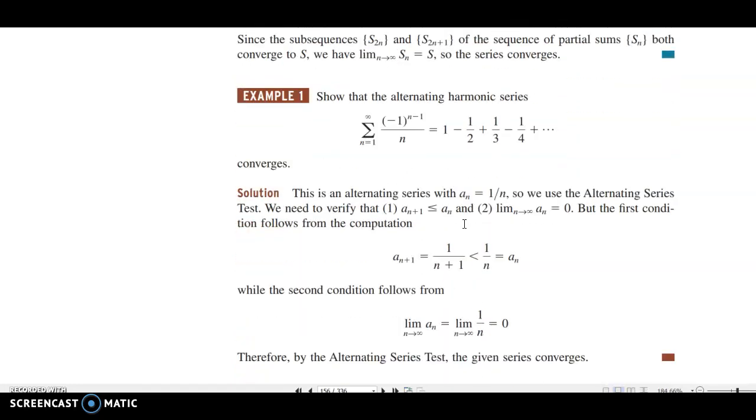Next is an example. Show that the alternating harmonic series converges. Sigma n equal to 1 to infinity, minus 1 raised to n minus 1, divided by n, is equal to 1 minus 1 by 2 plus 1 by 3 minus 1 by 4, etc., which converges.